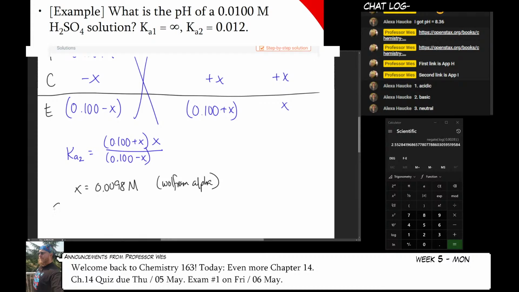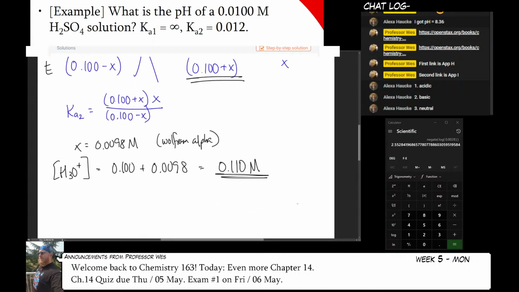So, what would the H3O plus concentration be in the solution? Well, it would be this, right? I wrote the wrong number. So it would be that, and then we could find the pH, right?